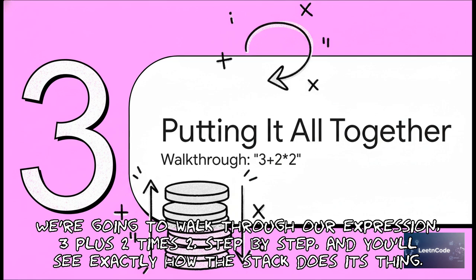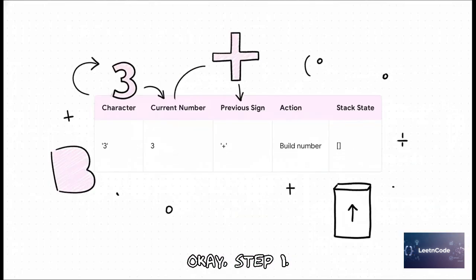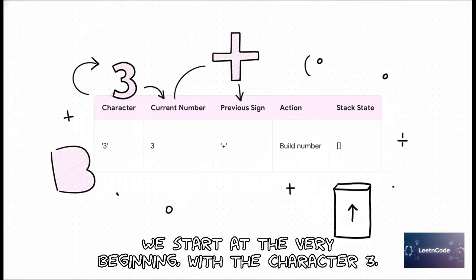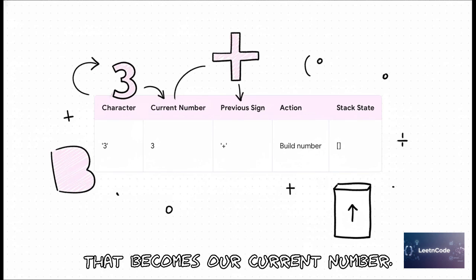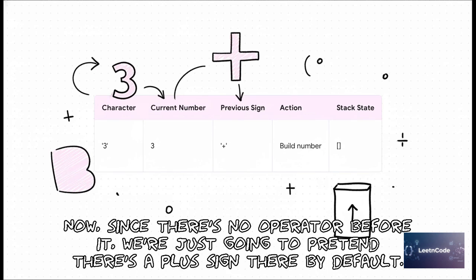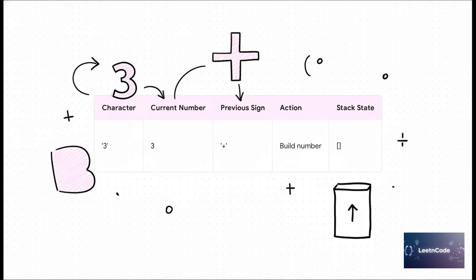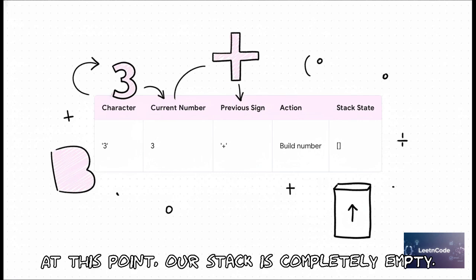We're going to walk through our expression 3 plus 2 times 2 step by step, and you'll see exactly how the stack does its thing. Okay, step 1. We start at the very beginning with the character 3. That becomes our current number. Now, since there's no operator before it, we're just going to pretend there's a plus sign there by default. It makes things easier. At this point, our stack is completely empty.